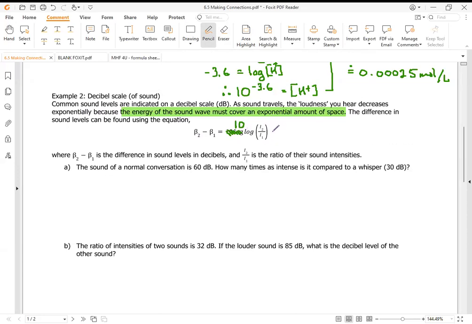You don't have to worry about the units for intensities. You don't have to worry too much about the units for decibels as long as you write it. Consider, most important, matching the first decibel with the intensity on top and the second decibel with the intensity on bottom of my fraction. That has to be consistent.